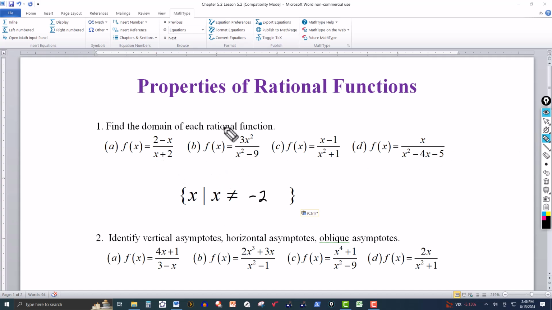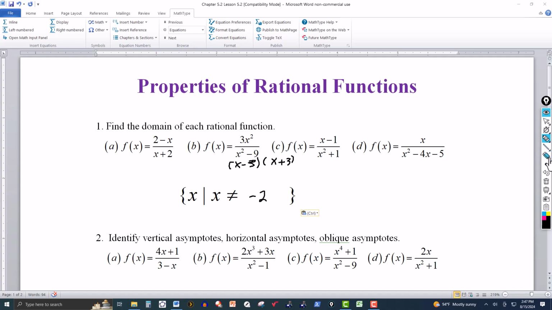Now for the second one, we have 3x²/(x² - 9). Let's factor this as difference of squares. So this is (x - 3)(x + 3). So if I put a 3 there, I get 0. 0 times anything is 0. So a 3 in the denominator for x gives me 0. A negative 3 will also give me 0. Negative 3 plus 3 will give 0. 0 times anything is 0.